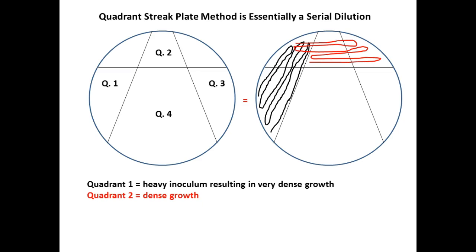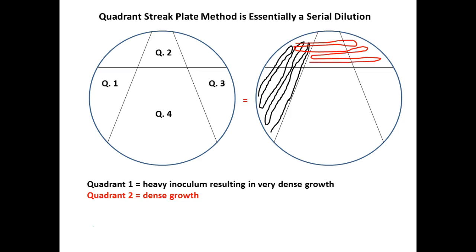In between each time, we're going to do what to the loop? We're going to flame it. What does that do? It kills the organisms. So here we're spreading them out as best we can, and you want to cover every little inch you can, and fill up that whole quadrant.